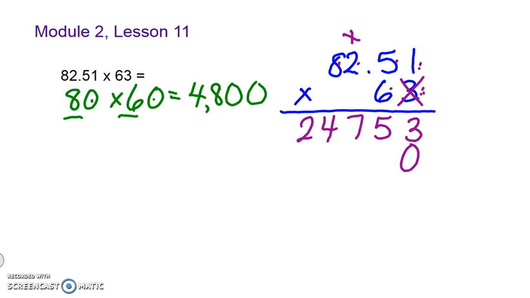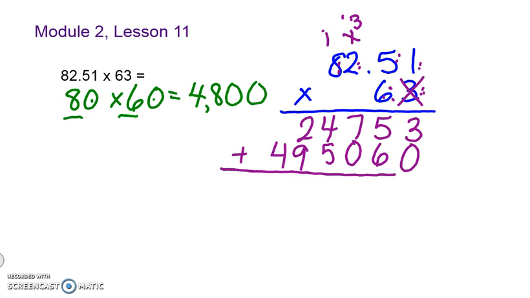6 times 1 is 6, 6 times 5 is 30, 6 times 2 is 12, plus 3 more is 15, and 6 times 8 is 48, plus 1 is 49. When I'm finished multiplying, I'm going to add my partial products. 3, 11, 8, 9, 11, 5.